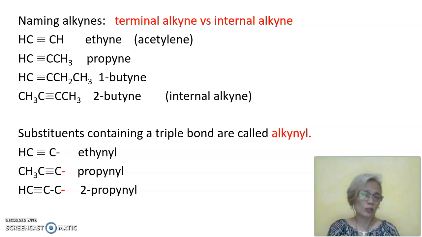Recall our discussion on alkanes. When a hydrogen is removed from an alkane, we call the remaining group alkyl. For alkenes, the remaining group is called alkenyl. For alkynes, the remaining group is called alkynyl. So we have ethynyl, we have propynyl, and then 2-propynyl. Note that the carbon attached to the parent chain is always carbon number 1. So this is carbon number 1, 2. And that's why this is called 2-propynyl, because the triple bond is at carbon number 2, considering that carbon 1 is always the carbon attached to the parent chain.